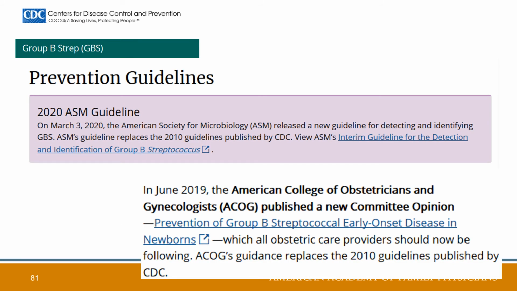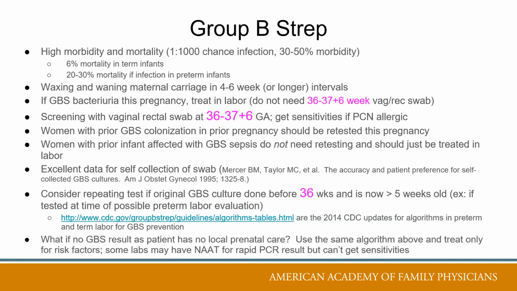So it's really helpful to think about why we do any kind of GBS testing. The American College of OBGYNs has a beautiful committee opinion that essentially replaces the older guidelines, and this helps us think about when we should do screening and why we do it. GBS disease can be a major problem for infants, including term infants. There's a 6% mortality risk in term infants and a 20 to 30% mortality risk in preterm infants. There's a waxing and waning nature to the carriage of the GBS load in the rectovaginal area in mothers.